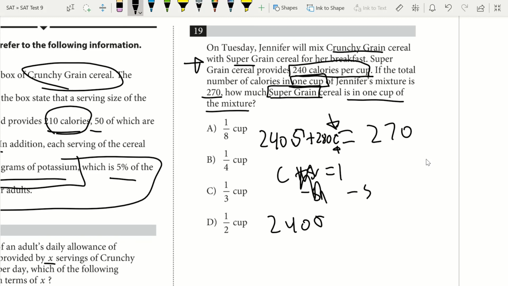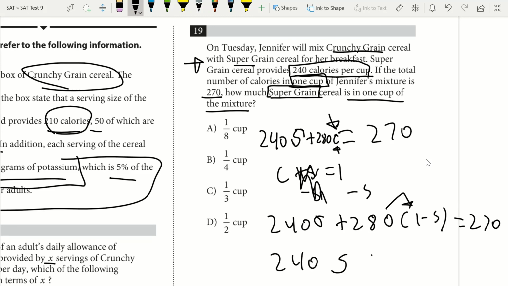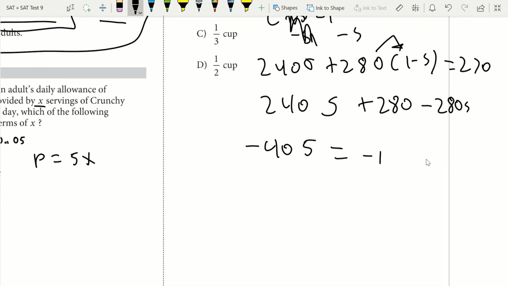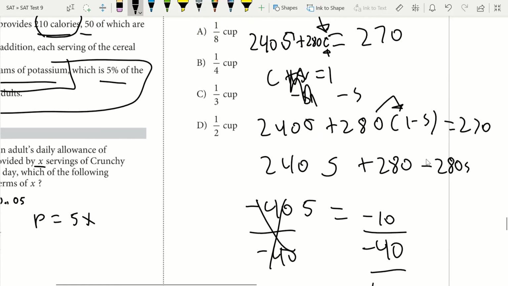We have 240S plus 280 times (1 minus S) is equal to 270. Okay, we distribute our 280, so now we have 240S plus 280 minus 280S. That's going to leave us with negative 40S. Negative 40S is equal to 270 minus 280, which gives us negative 10. So now we divide each side by negative 40, and that's going to leave us with 1/4. So our answer there will be 1/4 of a cup, which we see is answer choice B.